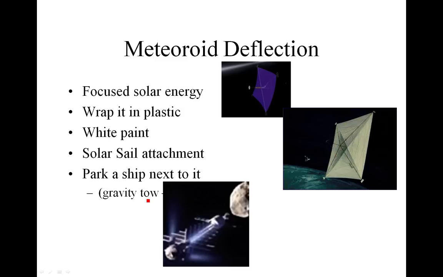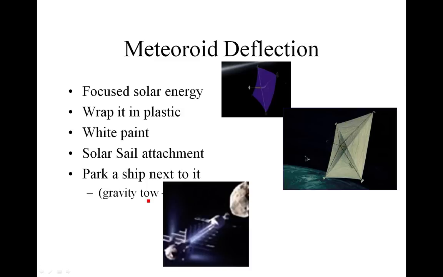Wrapping it in plastic and white paint, similar idea. You change the color, more sunlight will reflect off of it instead of being absorbed. Again, Newton's third law, that's going to start pushing it away. Again, very, very slowly. You need to get ahead of time. Solar sail, attach a solar sail to help pull it away. You could just simply park a ship next to it and let the gravity slowly pull it away. Okay, so lots of ideas. Blowing them up is not one of them, but lots of ideas that we could do.